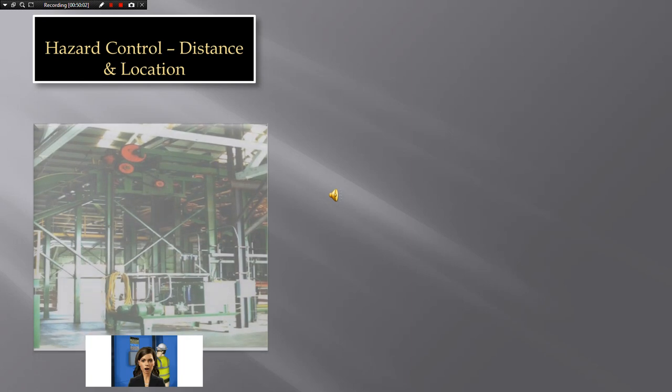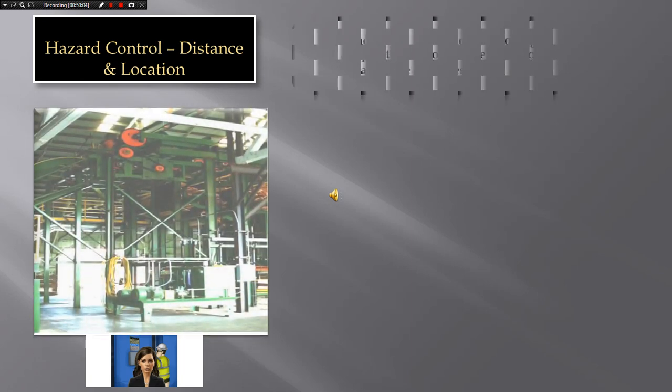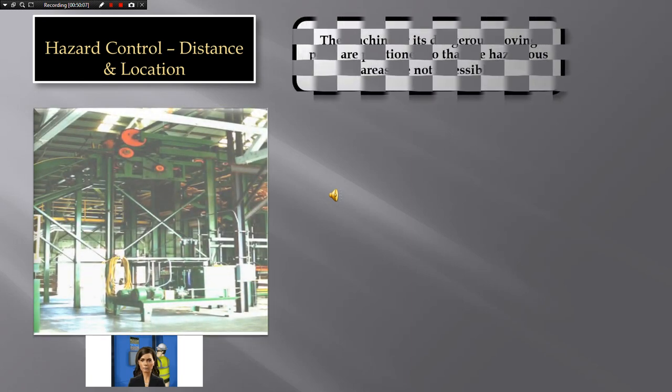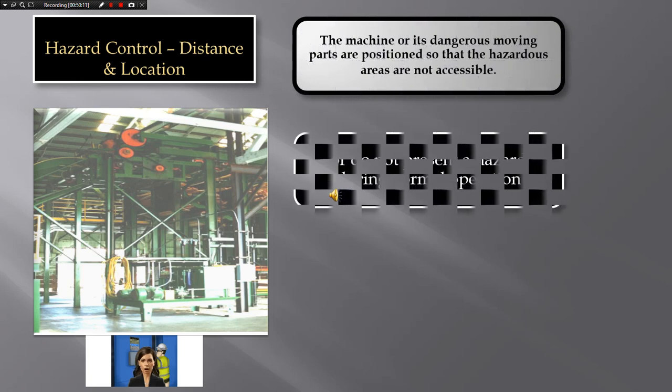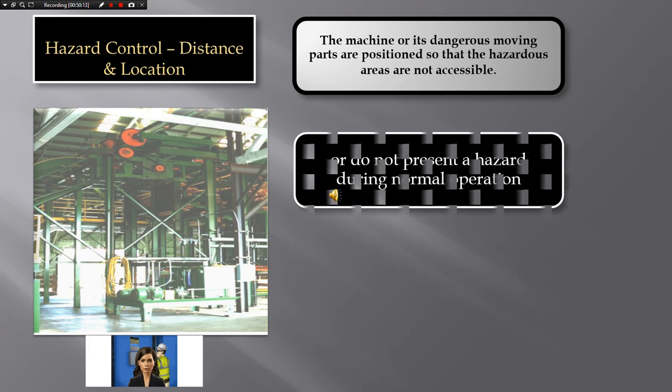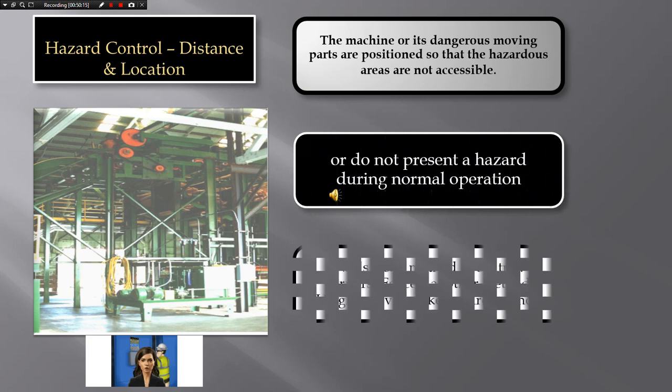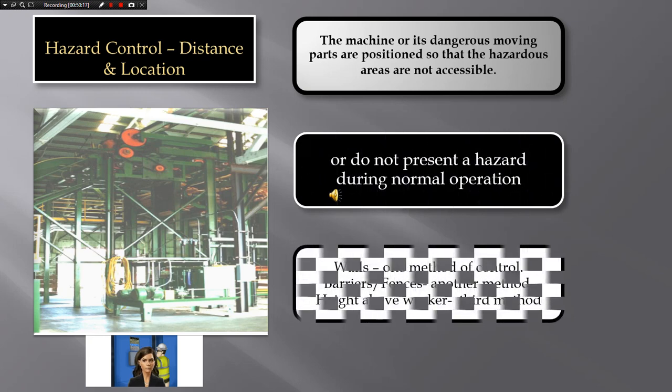The machine or its dangerous moving parts are positioned so that the hazardous areas are not accessible or do not present a hazard during normal operation. Walls, one method of control. Barriers, fences, another method. Height above worker, third method.